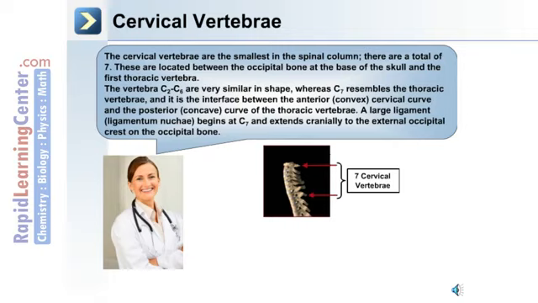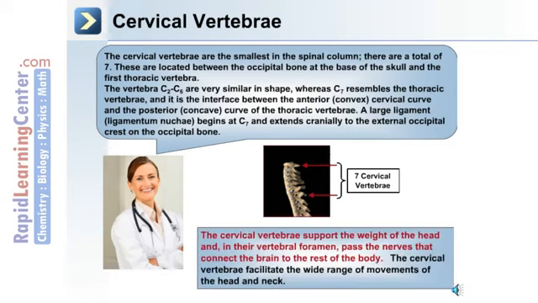It's in the interface between the anterior or convex cervical curve and the posterior or concave curve of the thoracic vertebrae. A large ligament known as the ligamentum nuchae begins at C7 and extends cranially to the external occipital crest on the occipital bone of the skull.